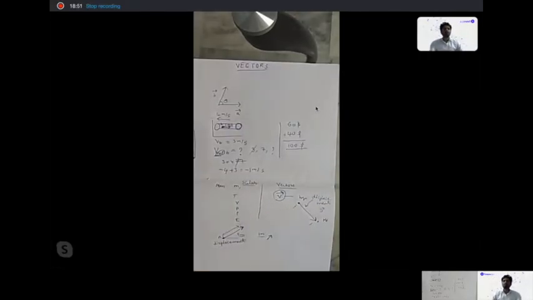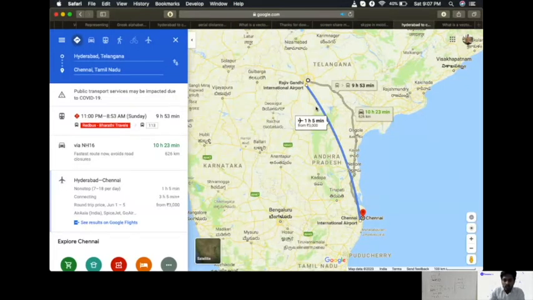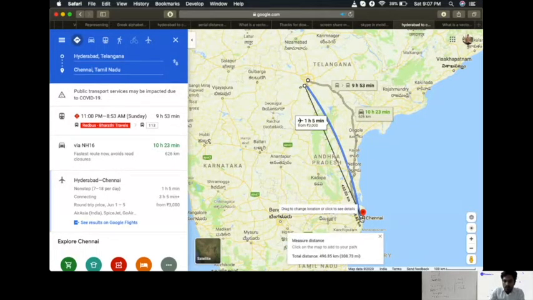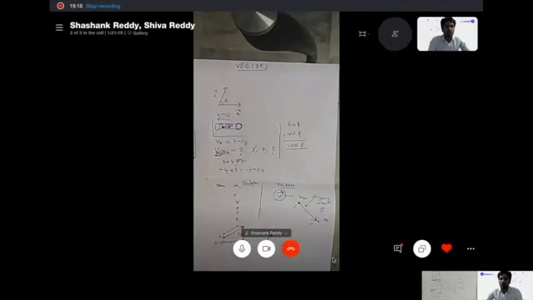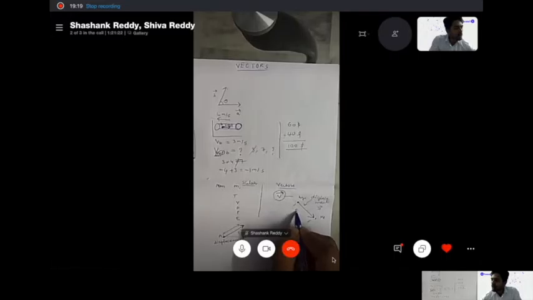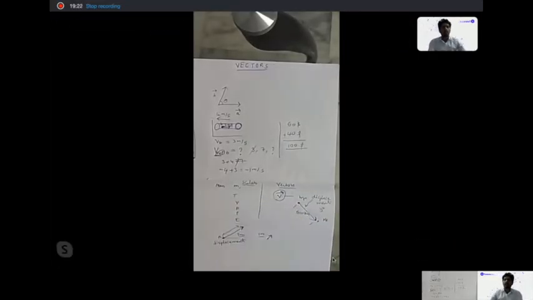Okay, so how much would this displacement vector be? Now let's go back to Google. If I right click at this point, there's an option called measure the distance. And from here, I want to measure till Chennai, right? So I click it here, and it's going to show me about 496.85 kilometers, right? So this displacement vector is about a distance of almost 500 kilometers, let's say, correct? And it has got a direction as well, right? So the displacement vector is unique between 2 points, in that it has got a particular magnitude and it has got a direction as well.